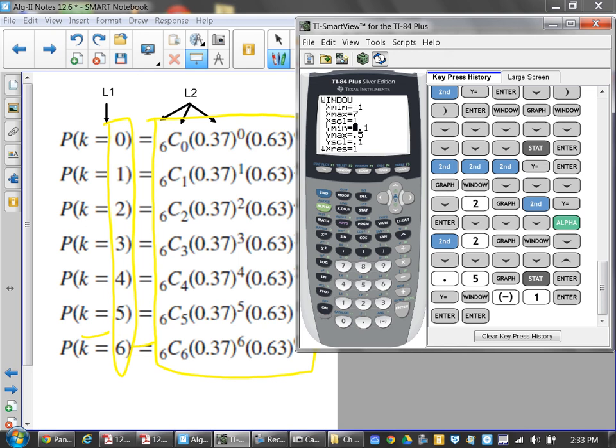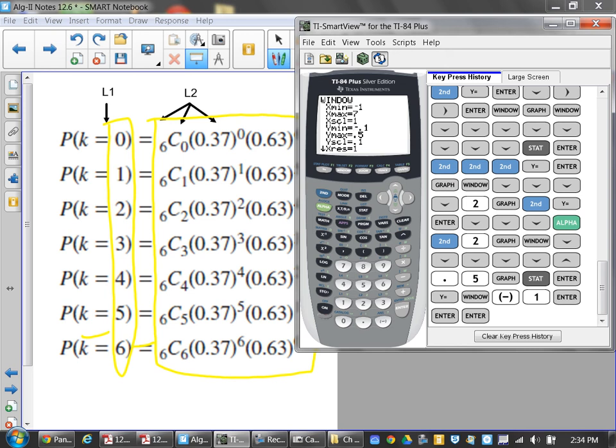Can you read what you have from all that? I have -1 to 7. My x scale, it's going by ones. My y minimum for this one, I'm putting at -0.1. That way I can see kind of what's going on. It just makes the window a little bit cleaner. My y maximum is at 0.5 because nothing's bigger than 0.34 really. And then my scale for how fast it's going up and down, I put at 0.1. You'll learn to play around with your window a little bit here to try to see things.